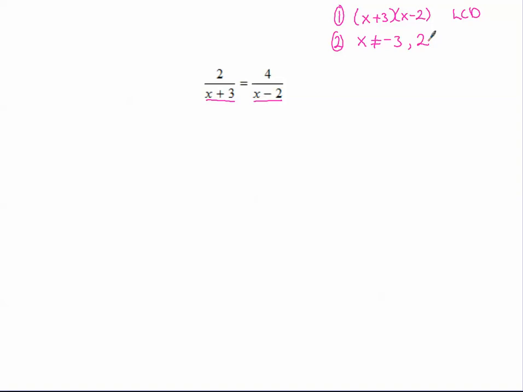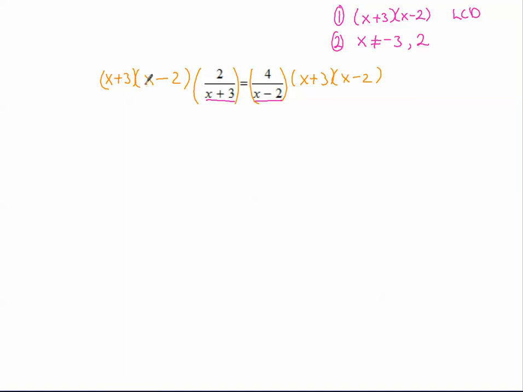So the third step is to multiply each term by the LCD. So I want to multiply this side by the LCD, so x plus 3, x minus 2 times that, and multiply this side by the LCD. Okay, and let's see what happens. Step 4 says cancel out the denominators and solve. Well, let's see why that happens.